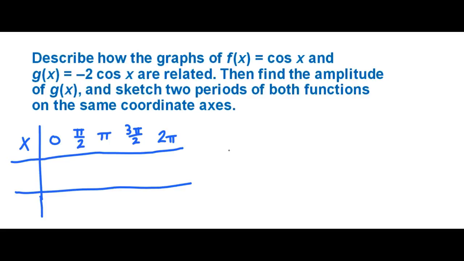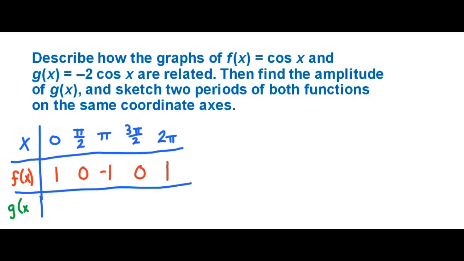And f of x, which we'll use red, would be cosine of x. So cosine of 0 is 1. Cosine of pi over 2 is 0. Cosine of pi would be -1. Cosine of 3 pi over 2 is also 0. And cosine of 2 pi, we come back to 1. Similar to how the sine graph was periodic.